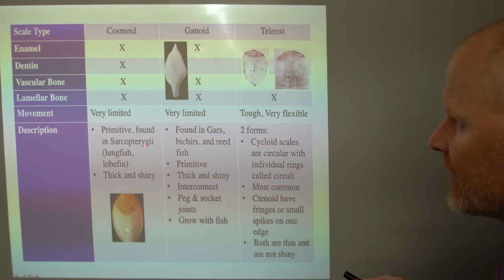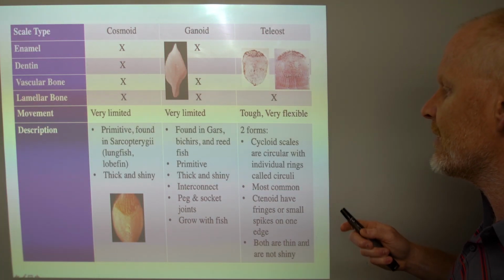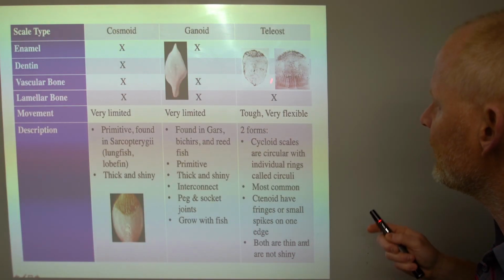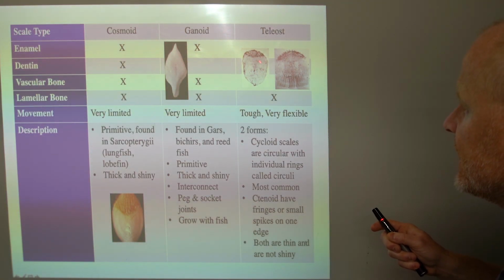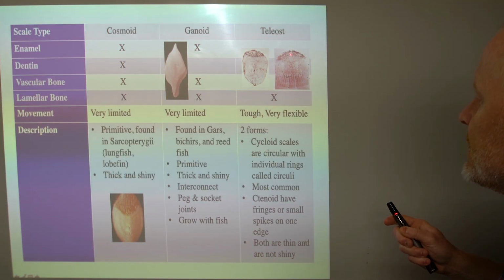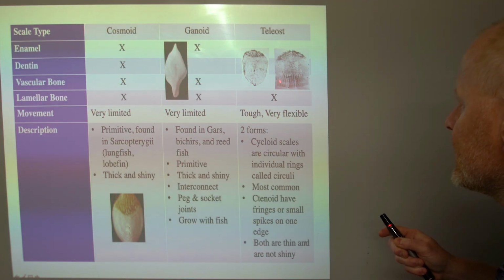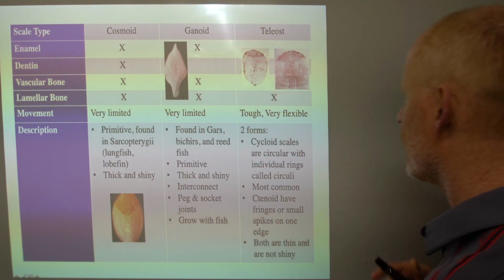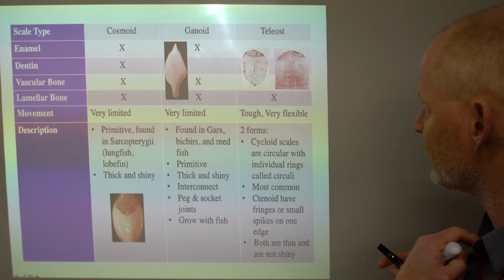It tells you cosmoid scales are found in sarcopterygians, lungfish, and coelacanths. The ganoid scales are found in gars, bichirs, and reedfish, which are all paleonisciforms. And then your derived fish have these two scales. Here's the cycloid scale that has the rings of collagen, lamellar bone. And here is your ctenoid scale that has spikes on its surface and this brush border or comb border on it. Those are the two forms found in your more derived fish, which are much more flexible.